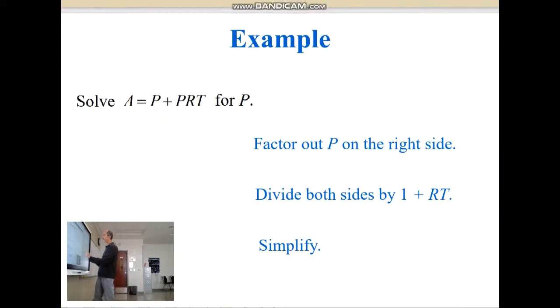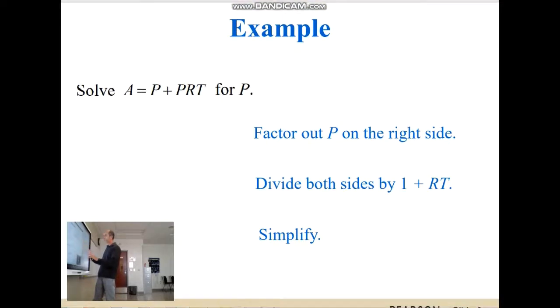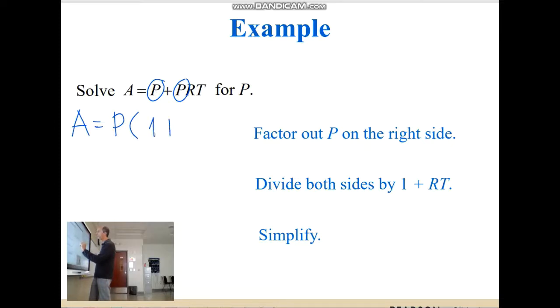Another example we have here, and there's an explanation for each step. Solve A equals P plus PRT for P. Now factor out P is the first step, because we have P here and there. We have P in two different terms. Factor out P, A equals P multiplied by 1 plus RT. Okay.